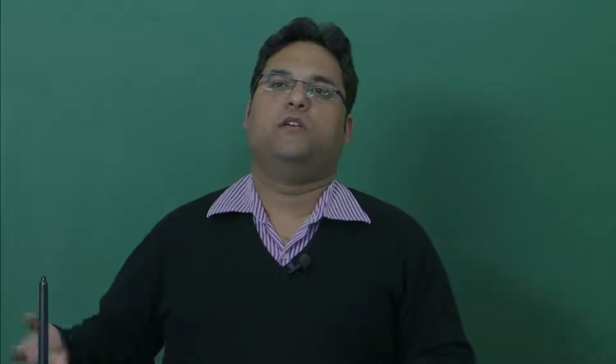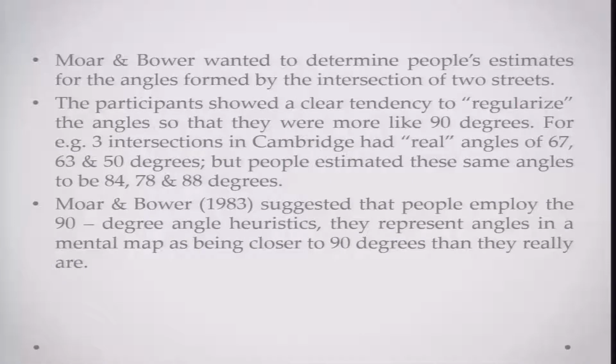See, in the ideal world, everything is not so perfectly geometrical, but this is one of the biases that we have. When you ask somebody to describe a particular turn, a particular intersection, they are actually doing this almost unknowingly in some sense. So, Mower and Bower suggested that people are employing what is called the 90-degree angle heuristic, that is, they represent angles in a mental map as being closer to 90 degrees than they really are.